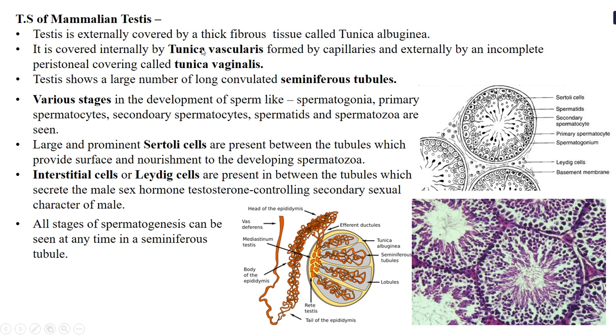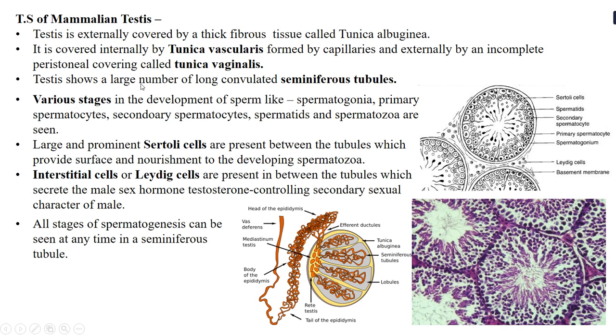Testis is externally covered by thick fibrous tissue which is called tunica albuginea. This thick fibrous covering that you see is called tunica albuginea. Internally, it is covered by tunica vasculosa, which forms the capillaries, and externally by an incomplete peritoneal covering which is called tunica vaginalis.